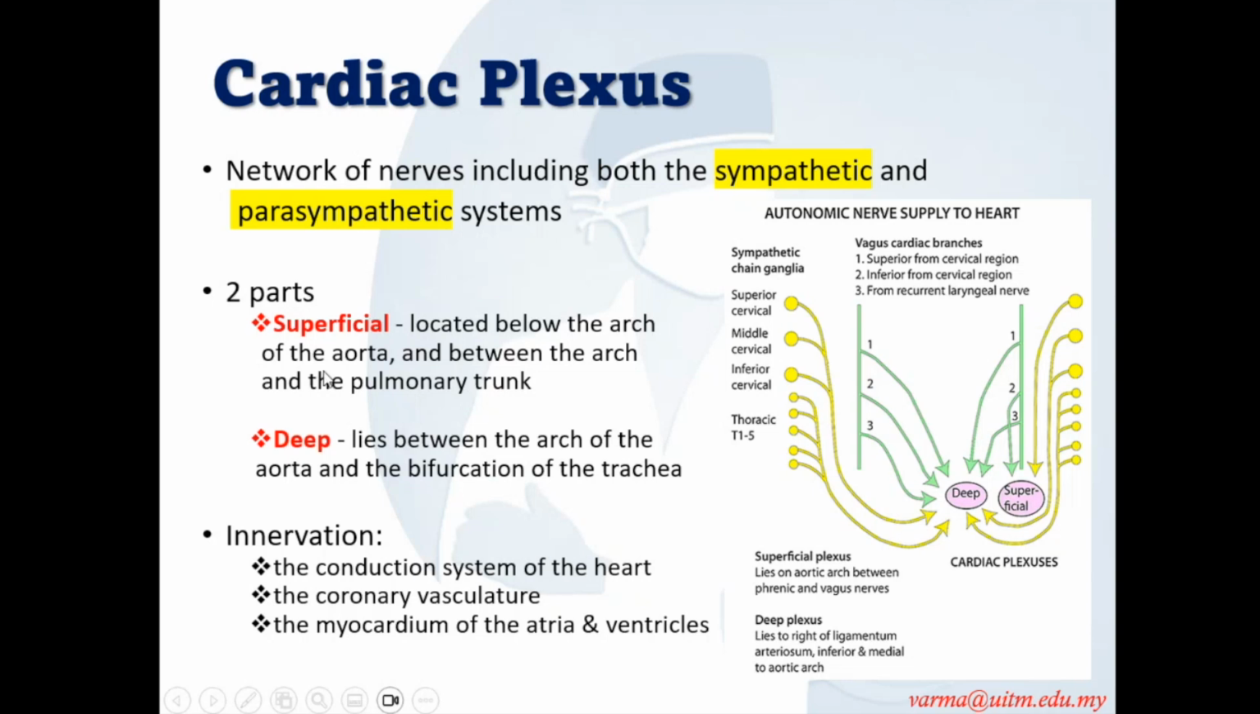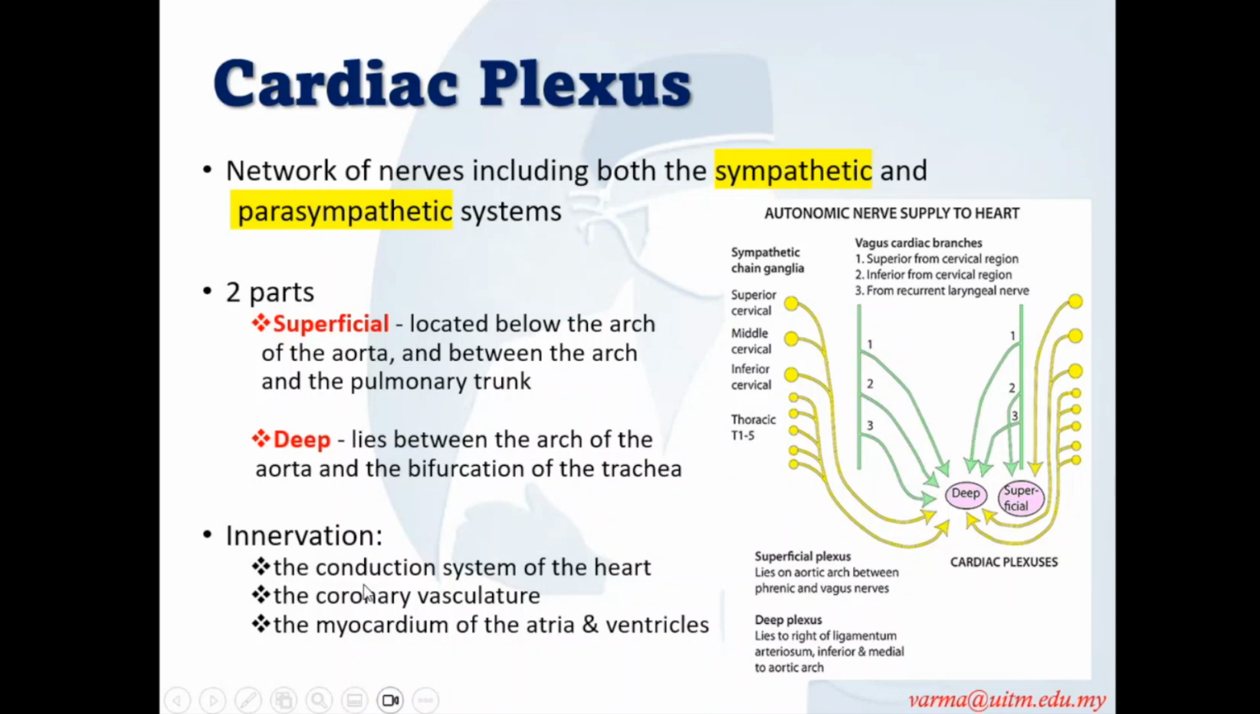Last time, this is a very famous MCQ question, a multiple true-false question, but you all have SBA. I don't know how this kind of point can be made into SBA, so I don't think it's quite possible. But in MTF, yes, all these are possible, the location of it and everything. So one is located below the arch of aorta, whereas the deep one lies between the arch of aorta and the bifurcation of trachea. Okay, this is the difference.